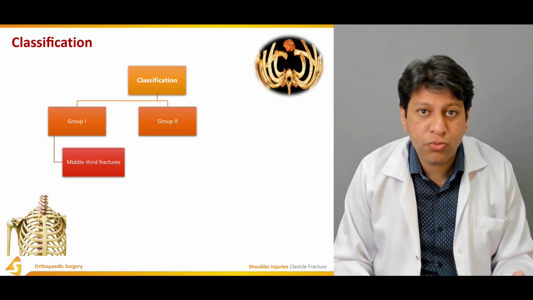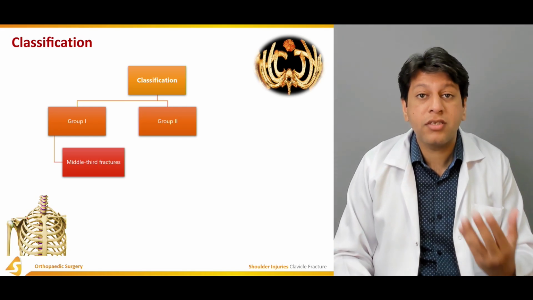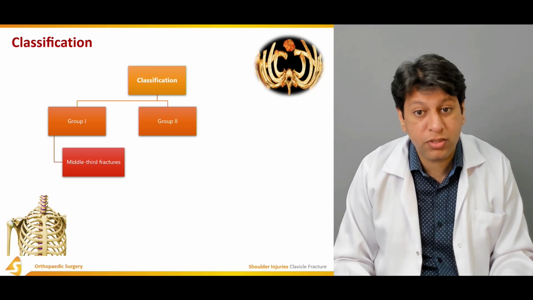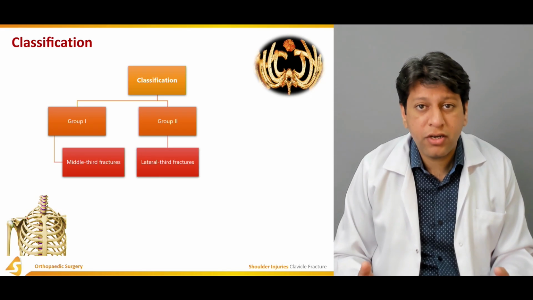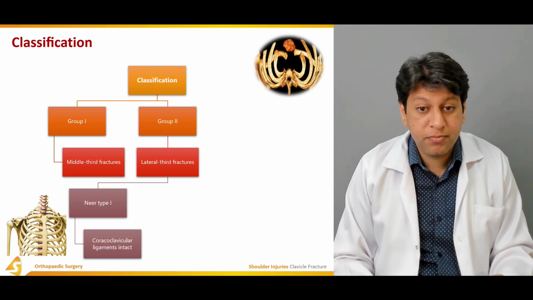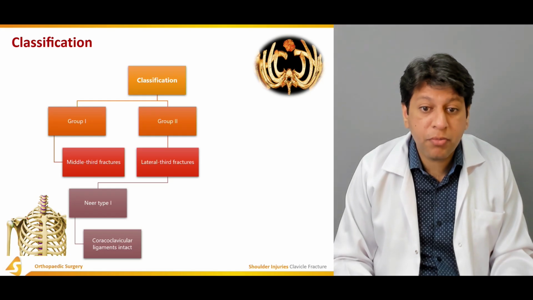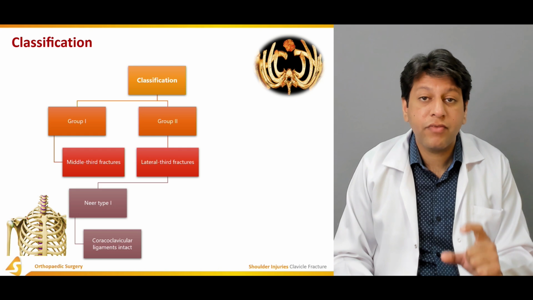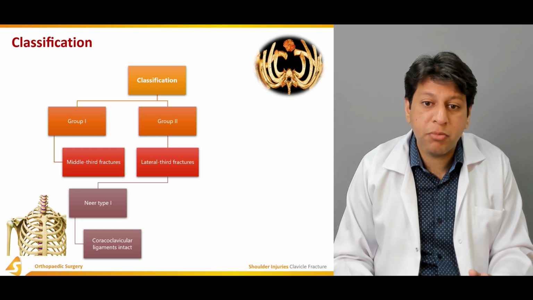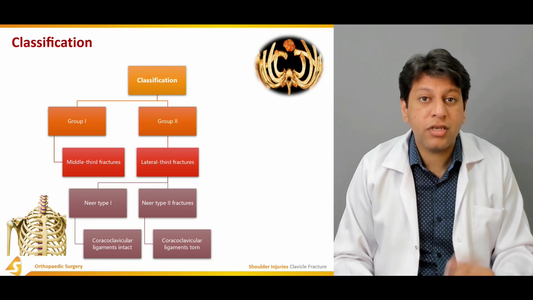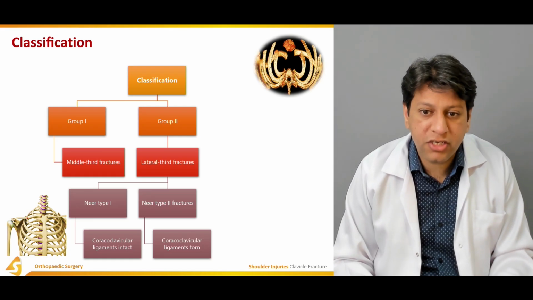Then group 2 is called Neer's classification for clavicular fractures. Group 2 is actually the lateral 1/3. They are further subdivided into multiple other subgroups because there could be Neer type 1. Neer type 1 is where the acromioclavicular ligaments are intact or not, because if they are intact, usually there will be minimal displacement. In type 2 fractures, usually ligaments are torn and the fracture line is completely displaced.